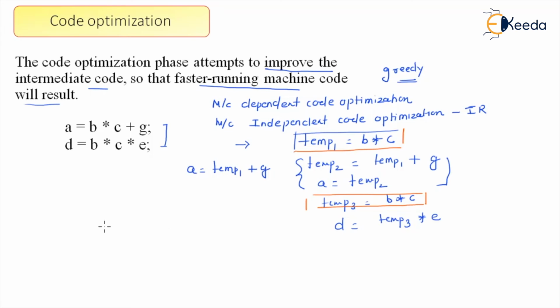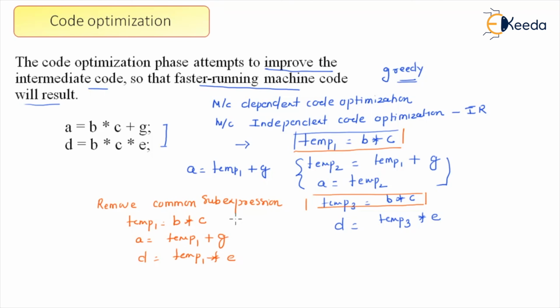Now optimization is one of the criteria, and what I can do here is remove this common subexpression. Rather than computing B multiplied by C two times, I will write the code in this way: temp1 is equal to B multiplied by C. Then A is equal to temp1 plus G, fair enough. And then D is equal to temp1 multiplied by E.